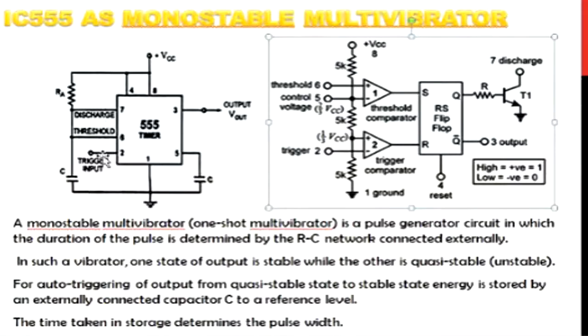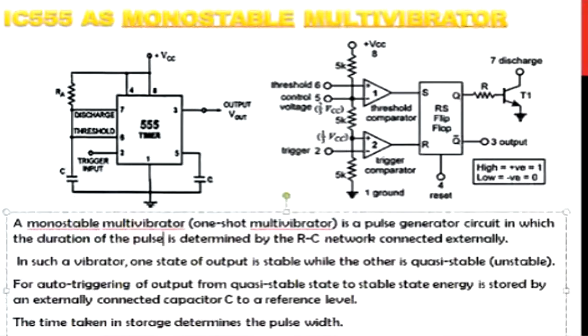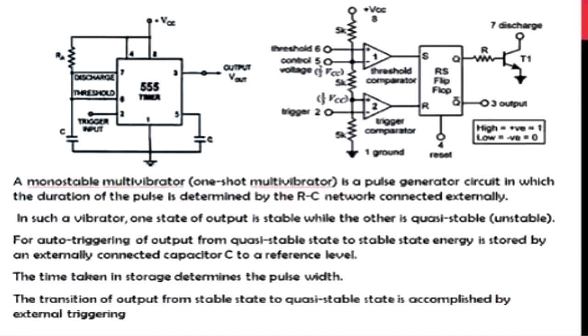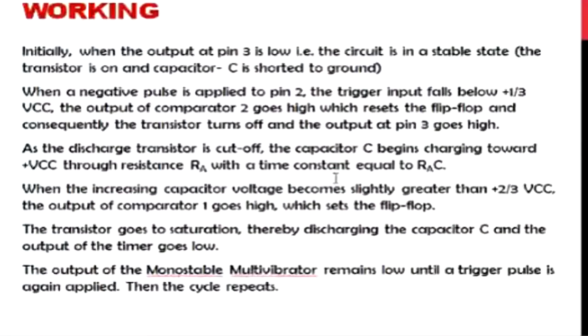In order to use it as a monostable multivibrator, we externally connect this resistor RA and capacitor C. Now this capacitor can charge through this RA whenever the system is connected. So the value of this resistor and capacitor will determine how long the system is going to be in the high state, that is the quasi-stable state. Initially, we consider that the output at pin 3 is low, that is the circuit is in stable state.